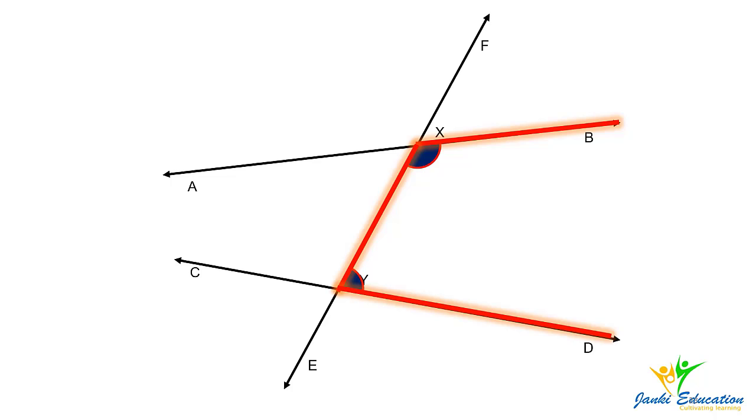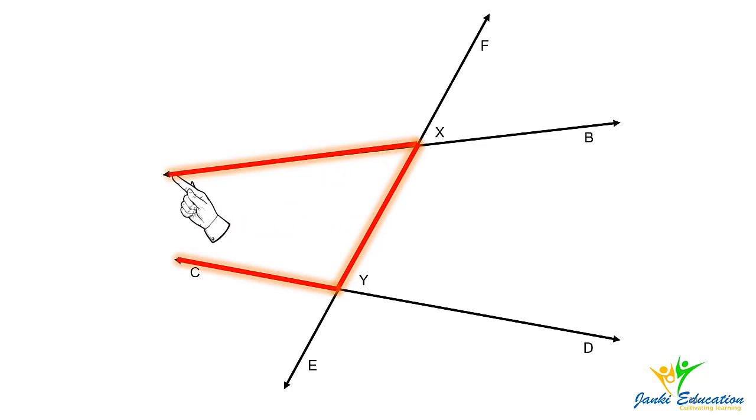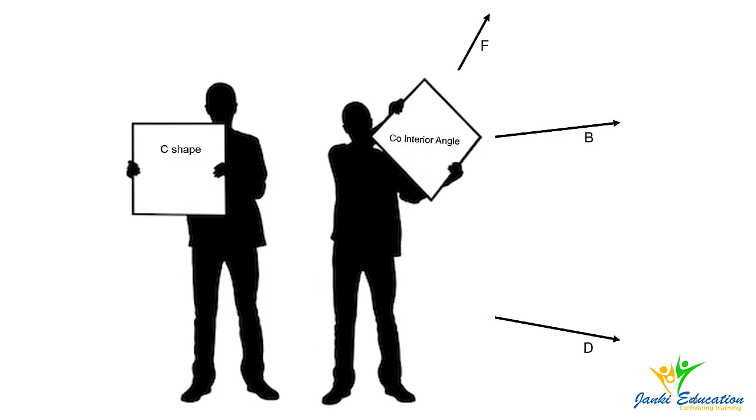And same way, here if you check out, following the path of this finger, you can see two angles are being formed, and they are also of C shape, and C shape are called co-interior angles. I hope you have understood. This is golden key for you.